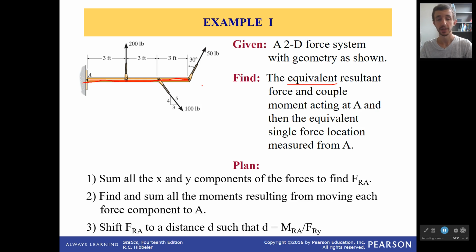Okay. And the final thing we're going to do is figure out where we can move FRA, the resultant force, such that the distance d from A will cause the moment that we have. So we want to get this from a couple moment, a force moment system to just a single force. We can do that because these are coplanar forces.